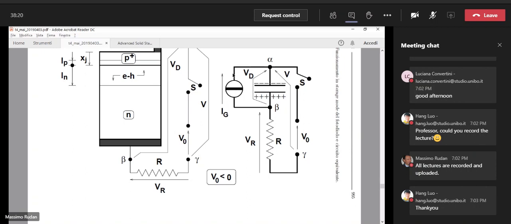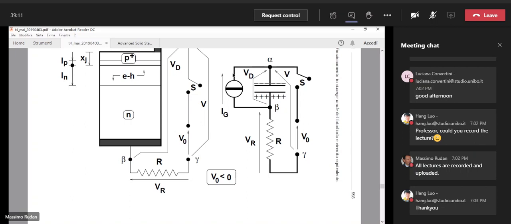Alpha goes in 0 time from the value VD, which was the value reached because of the integration, to the value V0. VD is negative but not very negative, and V0 is also negative but larger in modulus than VD. So the voltage at point alpha has a discontinuity. It becomes in 0 time more negative. Okay?